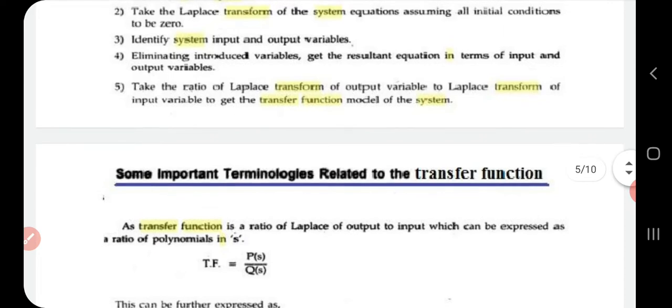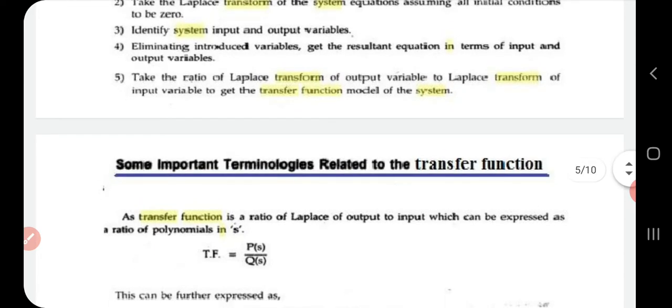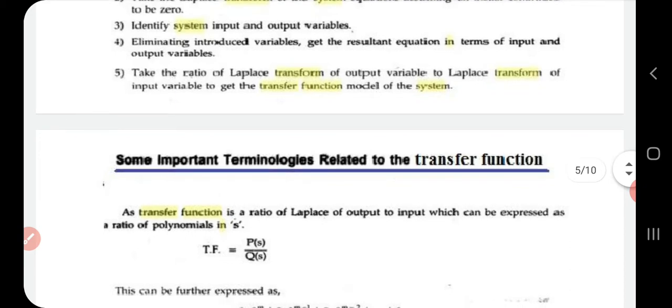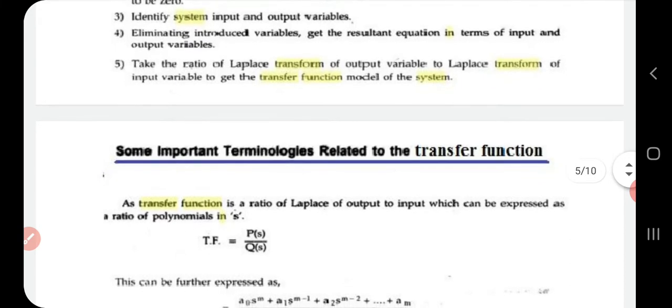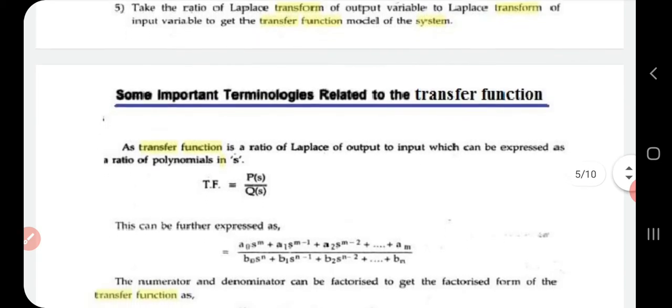So, there is another definition for transfer function. In general, we said it is output by input. It is actually the ratio of the Laplace transform of the output variable to the Laplace transform of the input variable. That is the transfer function.